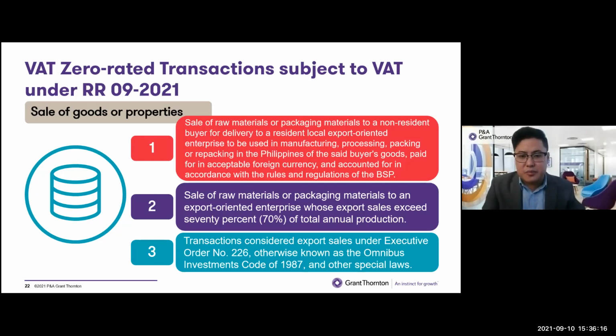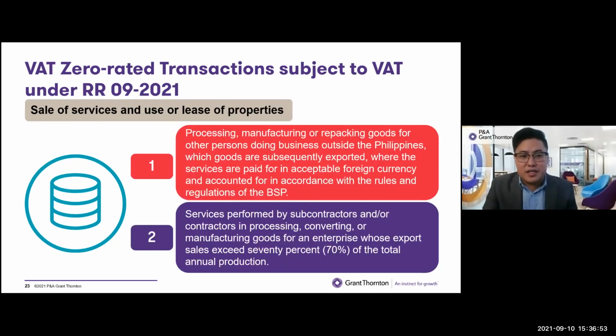Second, sale of raw materials or packaging materials to an export-oriented enterprise whose export sales exceed 70% of total annual production. And third, transactions considered export sales under EO 226. So this is more on the BOI registration. If you look at this, this pertains more to manufacturing, sale of goods or services. Where does IT-BPM come into the picture? Of course, in the industry, we are more into sale of service. So what happens on this sale of service, especially to non-resident buyers? If you look at RR 9-2021, and this is a bit of good news to IT-BPM, it's not actually included in the enumeration per the TRAIN law, and therefore it's not included in the revenue regulation.